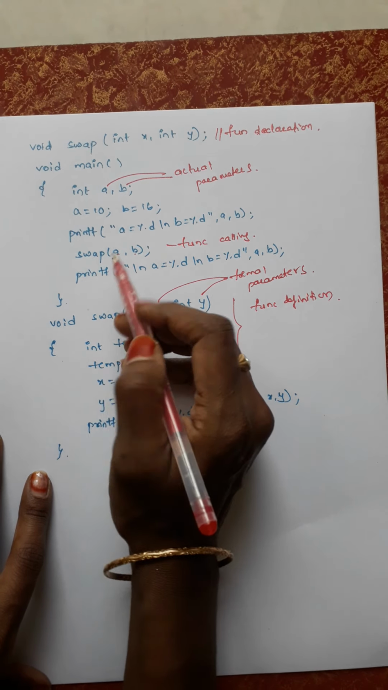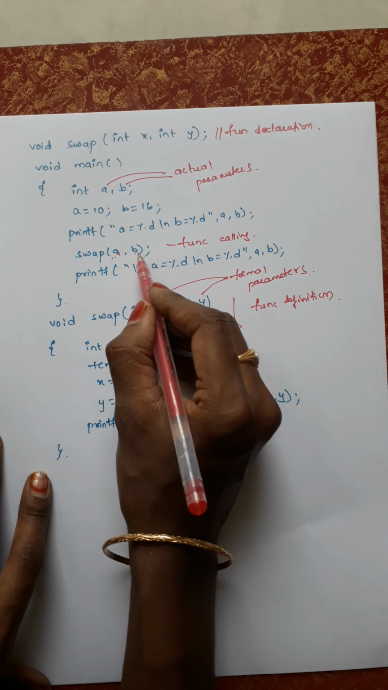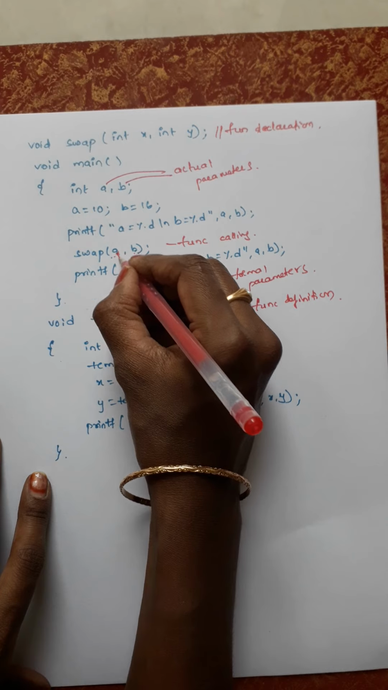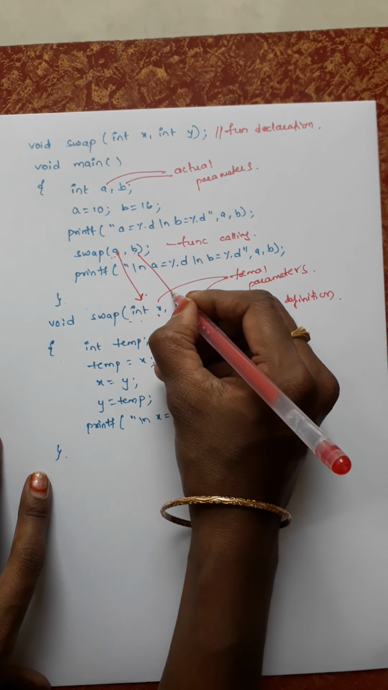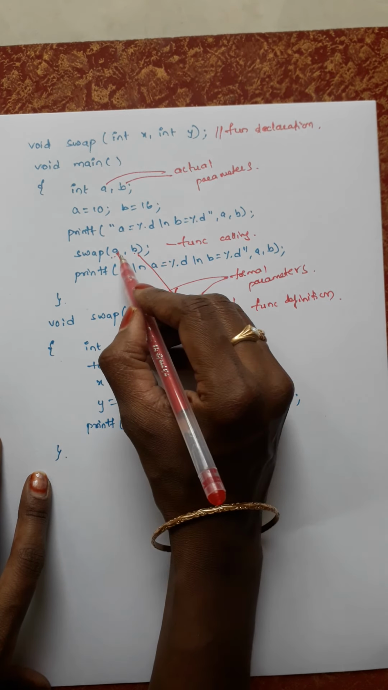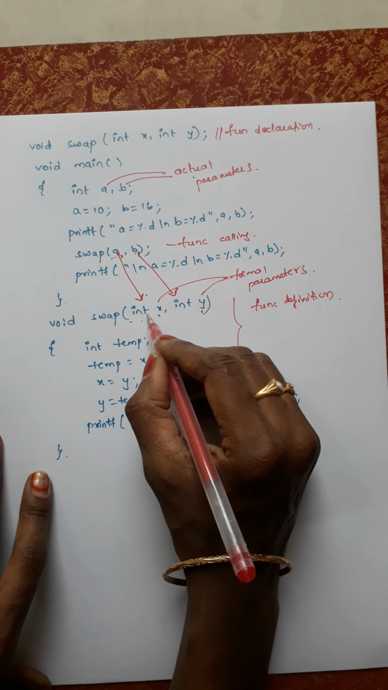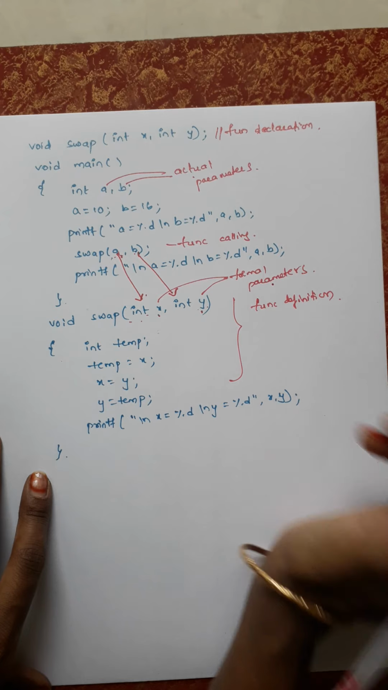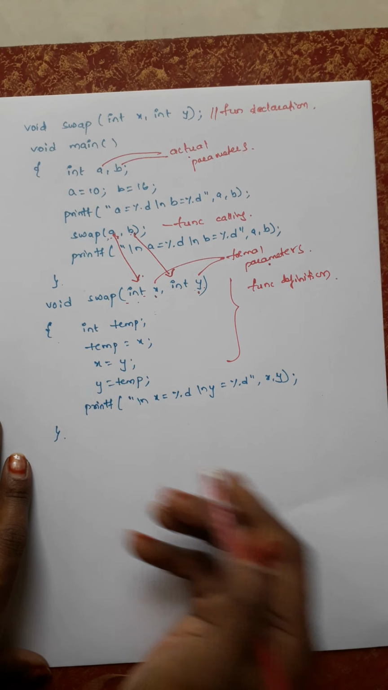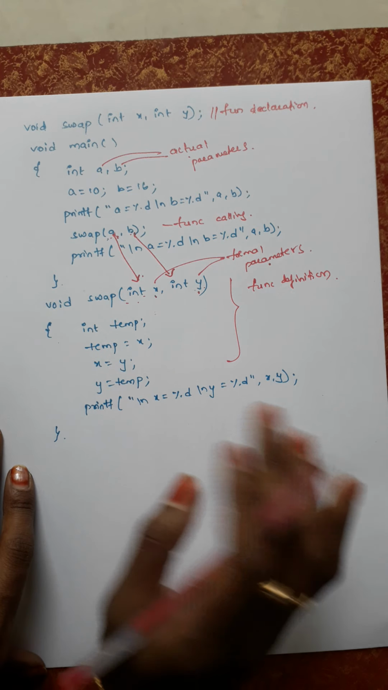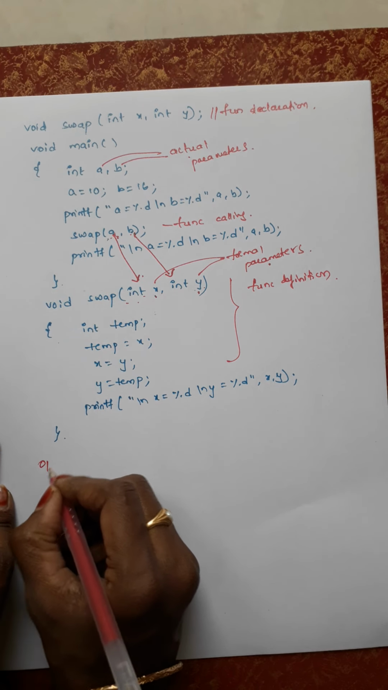Which values are we passing? We are passing the A value and the B value. Who is receiving? X is receiving, Y is receiving. So the A value is assigned to X, and the B value is assigned to Y. Those parameters we call actual parameters, and the ones receiving are the formal parameters. Whatever manipulation happens in X and Y, now let us see the output.